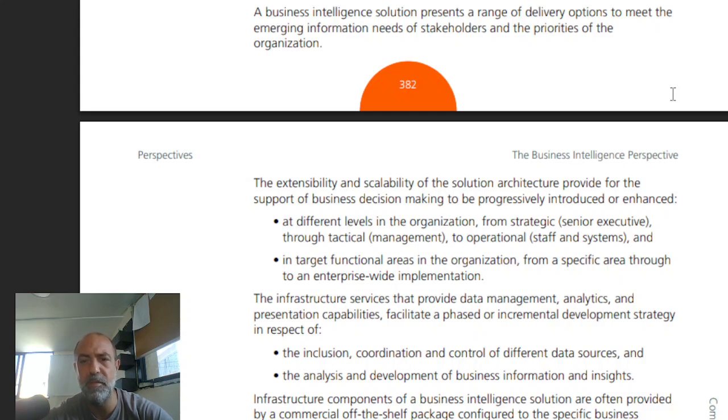Extensibility and scalability of the solution architecture provide the support for business decision making to be progressively introduced or enhanced at different levels in the organization, from strategic senior executive through tactical management or operational staff systems.